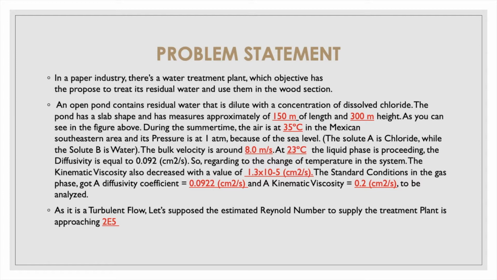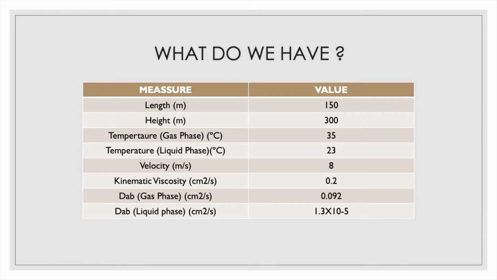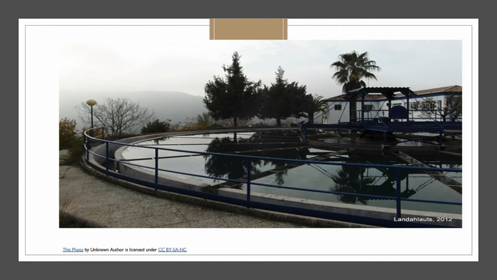The bulk velocity will be 8 meters per second and the liquid phase is at a temperature of 20 degrees. The diffusion coefficient will be 1.3 x 10 to the minus 5 square centimeters per second. The standard condition at the gas phase has a kinematic viscosity of 0.2 square centimeters per second and a diffusion constant of 0.092 square centimeters per second. This is our collected data, and as I previously mentioned, those are the key elements needed to solve the problem.